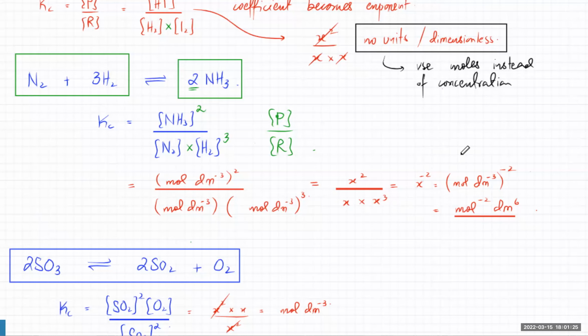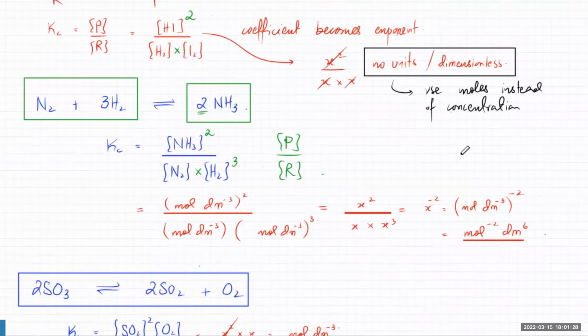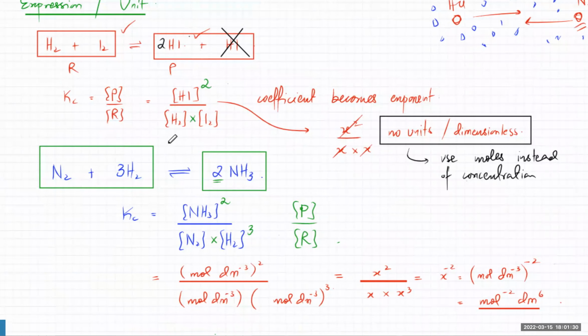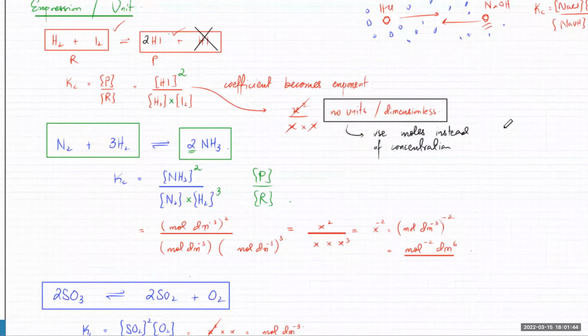Every time the unit is going to be different. कभी कभार unit होगा भी नहीं, ठीक है? For example, over here, mole per dm cube squared divided by mole per dm cube into, so it's x squared divided by x into x. Everything cancels out. So no units, and it is considered to be dimensionless.